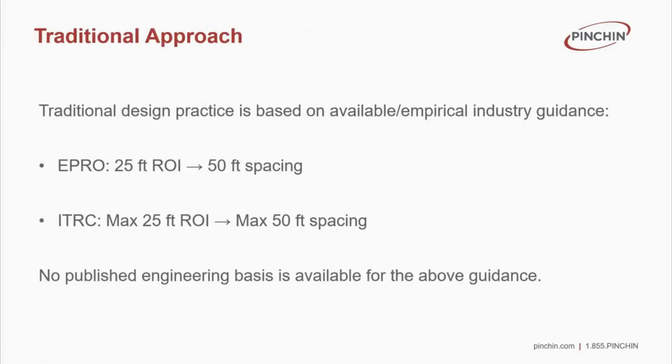The traditional approach to the design of passive venting systems has been pretty much spacing them 50 feet apart. And where is that coming from? It's coming from basically the guidance that I could find, at least provided by EPA and ITRC. EPA says 50 feet spacing. ITRC says maximum 50 feet you can space them out. But I could not find any published engineering basis for this guidance.